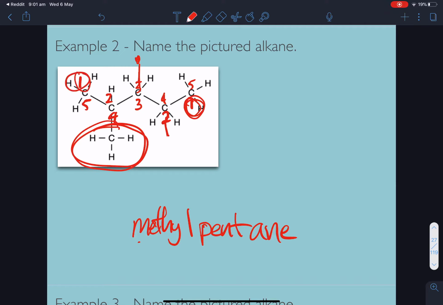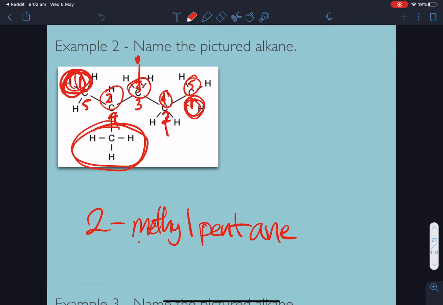But if I start the 1 up this end, the branch is on the 2. The correct way is that it must have the lowest number. So this must be carbon 1, this must be carbon 2, 3, 4, 5. That's the correct way to do it. So the methyl branch is on the 2, so 2-methylpentane.